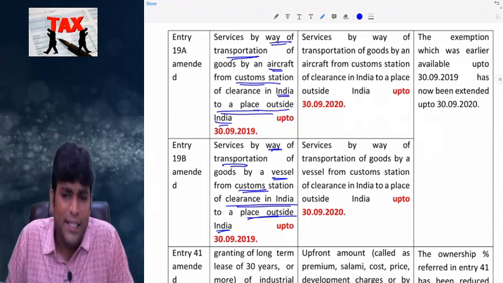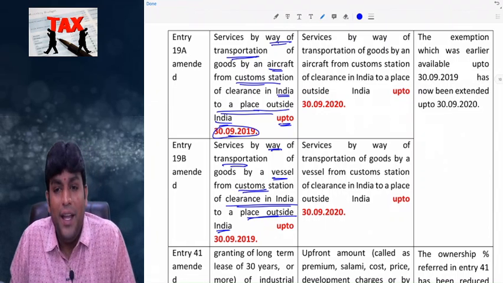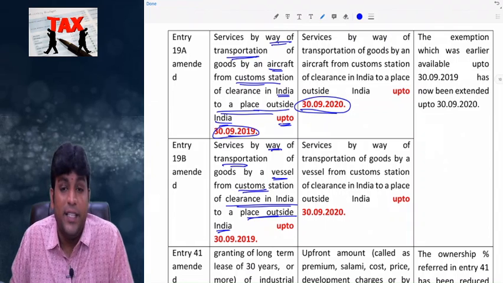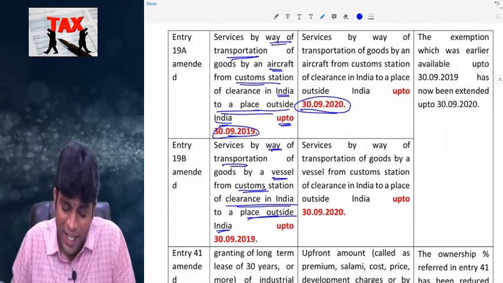This was actually exempt up to 30th September 2019. They amended this point and extended one more year. That is exempt up to 30th September 2020. That's it. Small amendment. Next slide.